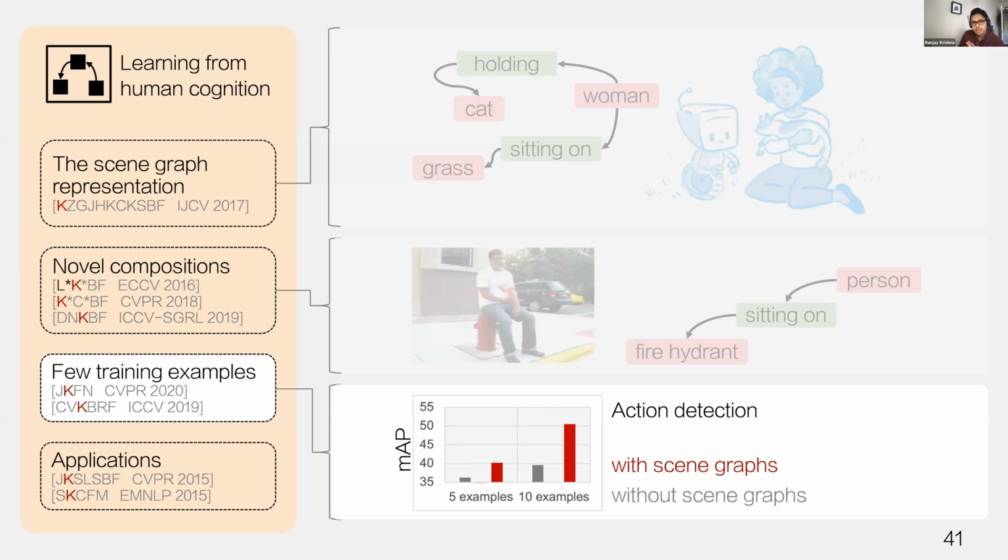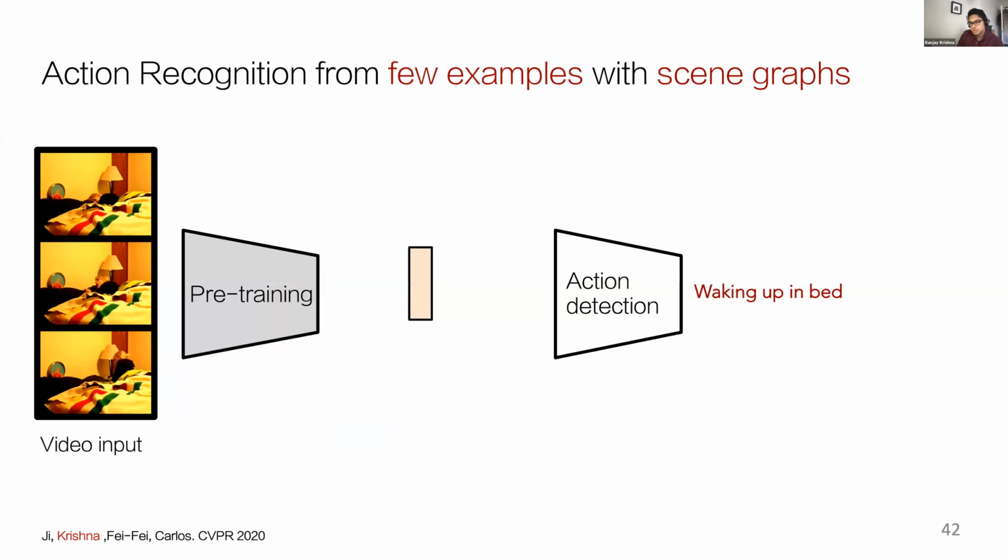So finally, let me touch upon how we can utilize these scene graphs that we can now predict from images and generalize to novel compositions. How can we use these to enable a whole host of core computer vision tasks? Downstream tasks, for example, like action detection, are extremely data hungry.